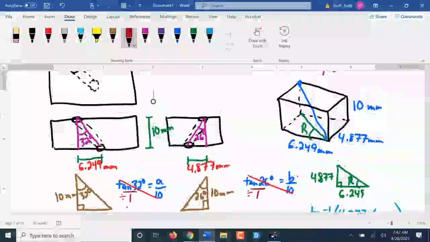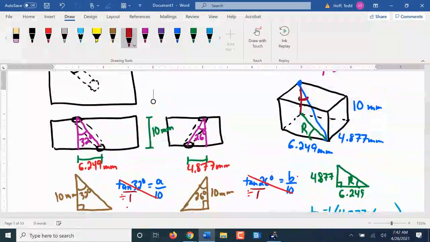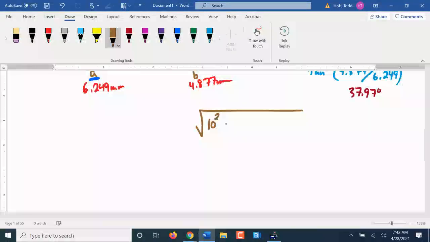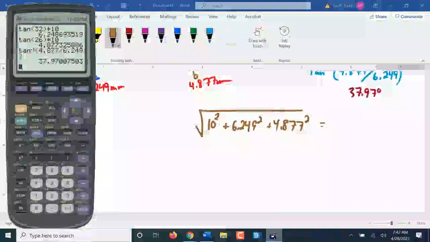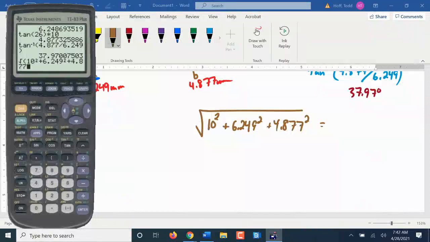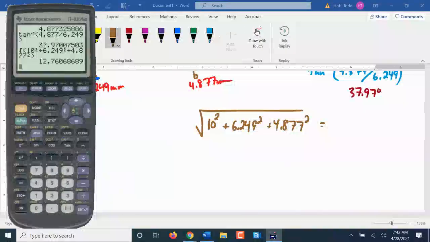My angle of tilt, we found up here, requires that we have the length of bore. Oh, we don't, this isn't the actual length of bore, but we can find it based on these dimensions. Square root of 10 squared plus 6.249 squared plus 4.877 squared. That is 12.761.